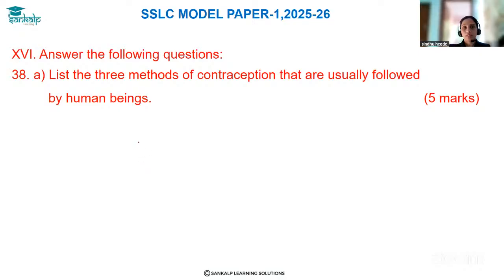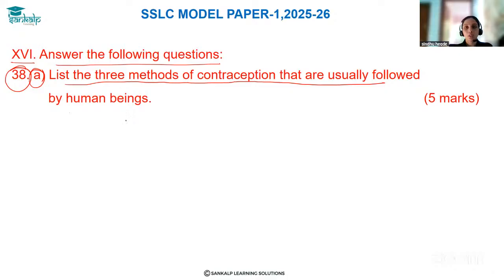Hello everyone. Let us see 16th main. Answer the following questions. Question number 38 in that A. List the 3 methods of contraception that are usually followed by human beings. What are the methods of contraception that are followed by human beings?